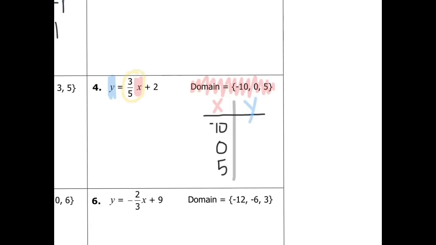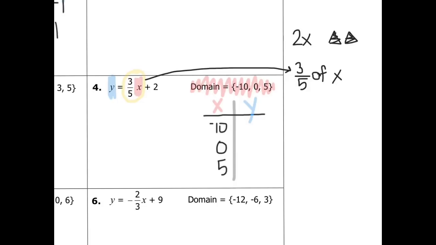3/5 times x. Well, we've already kind of done that in the work that we did around fractions. If you can remember, we talked about this being the same thing as 3/5 of x. Just like when we have something like 2x, that's the same as 2 copies of x. In the old days, it would have looked like 2 triangles. When we have 3/5 of x, that would be like having 3/5 of a shaded triangle.